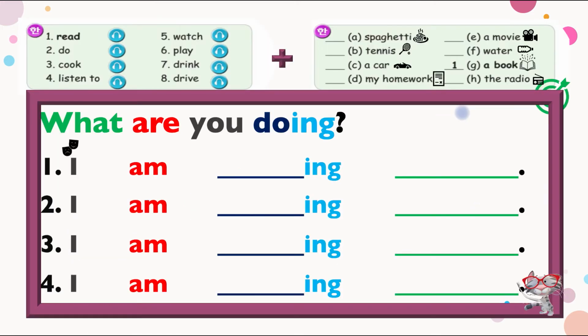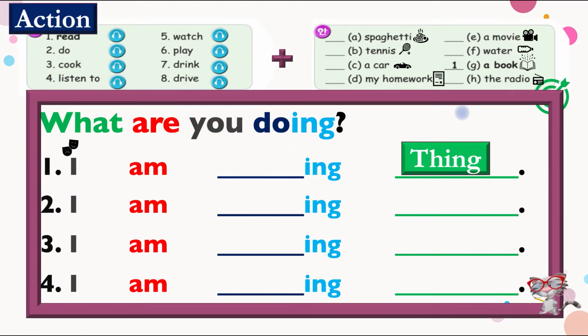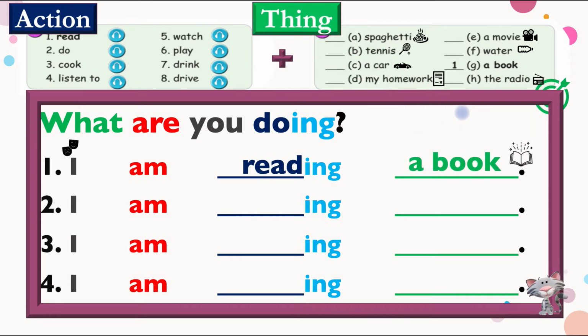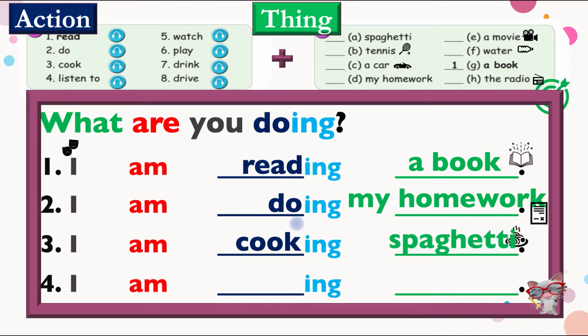So I'm going to ask Yonghi the questions, and Yonghi will give me the answer. Number 1 was done for us. What are you doing? I am reading a book. So that's the first one. So Yonghi, number 2. What are you doing? I am doing my homework. Very good. Number 3. What are you doing? I am cooking spaghetti. And number 4. I am listening to the radio.